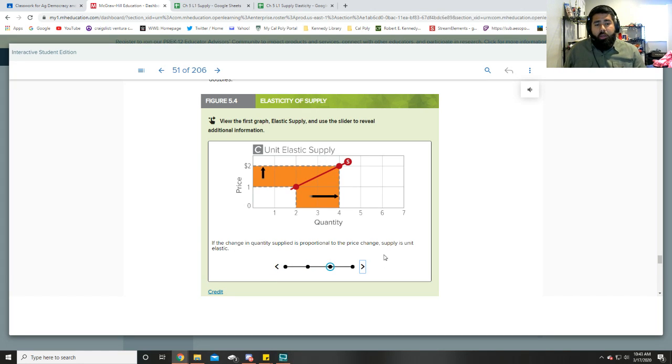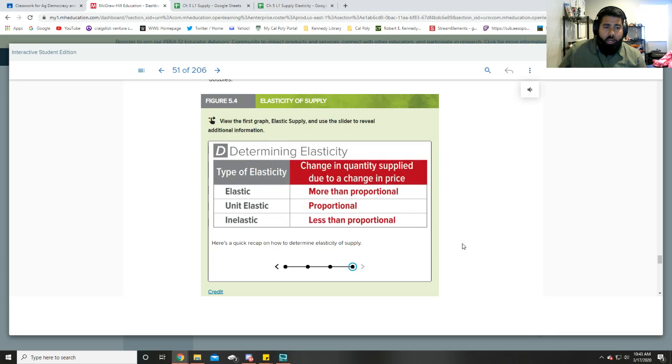But you see right here, the quantity supplied is proportional to the change in price, and so it is pretty much the in-between point. All right, this is pretty much the in-between point, the unit elastic supply. This is a way that we divided the difference between this inelastic supply and this elastic supply. So this is a proportional change.